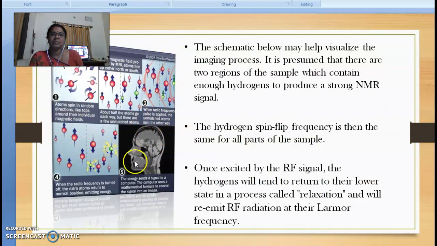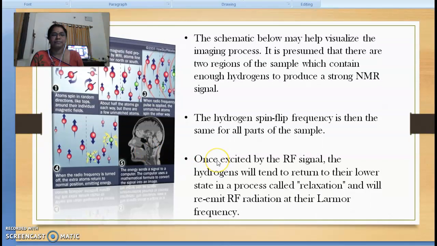So this is the schematic below, which may help visualize the imaging process. It is presumed that there are two regions of sample which contain enough hydrogens to produce a strong NMR signal. The hydrogen spin flip frequency is then the same for all parts of the sample. So this is before applying the magnetic field. After applying the magnetic field, alignment has taken place, healthy and unhealthy. Correct? So this is the image of a skull.